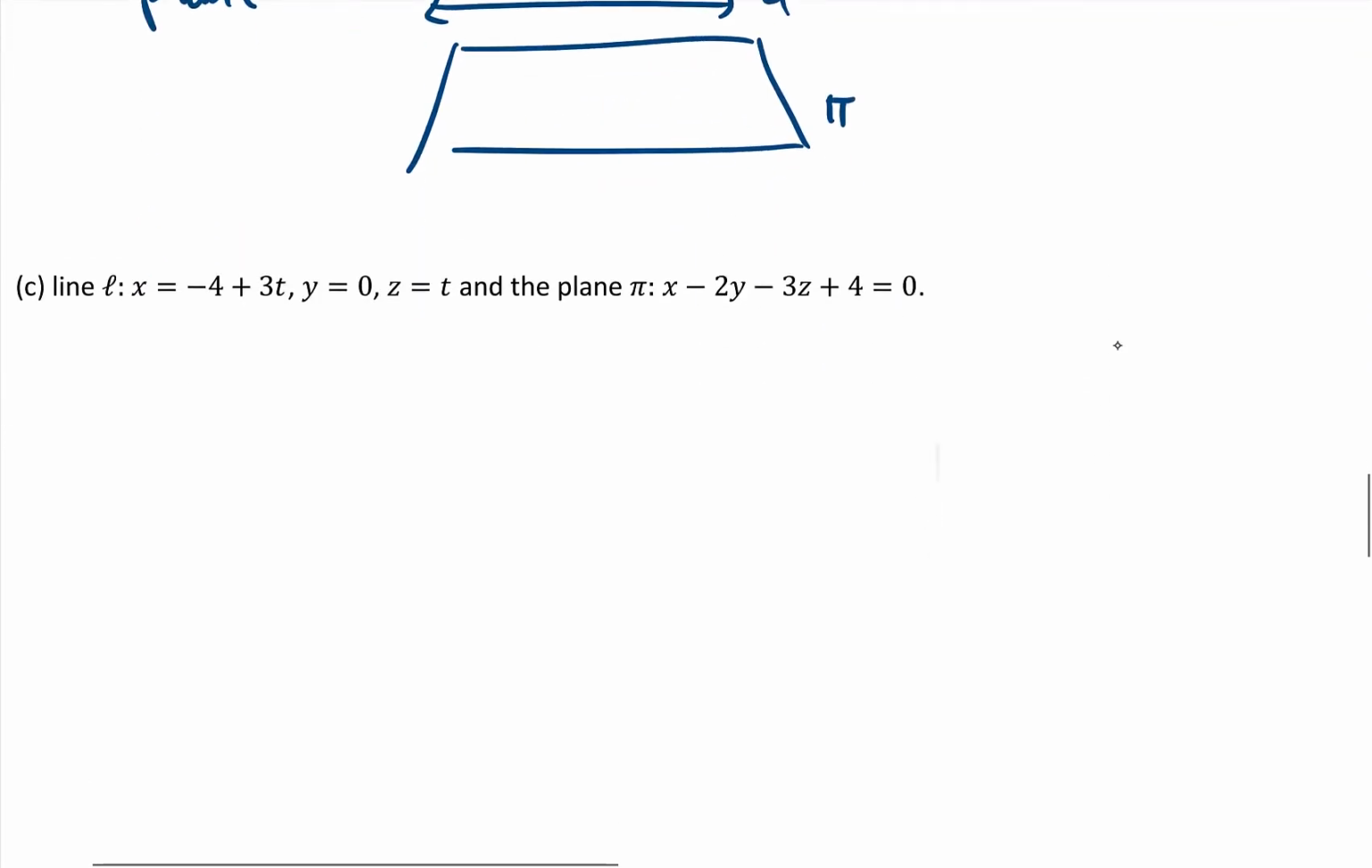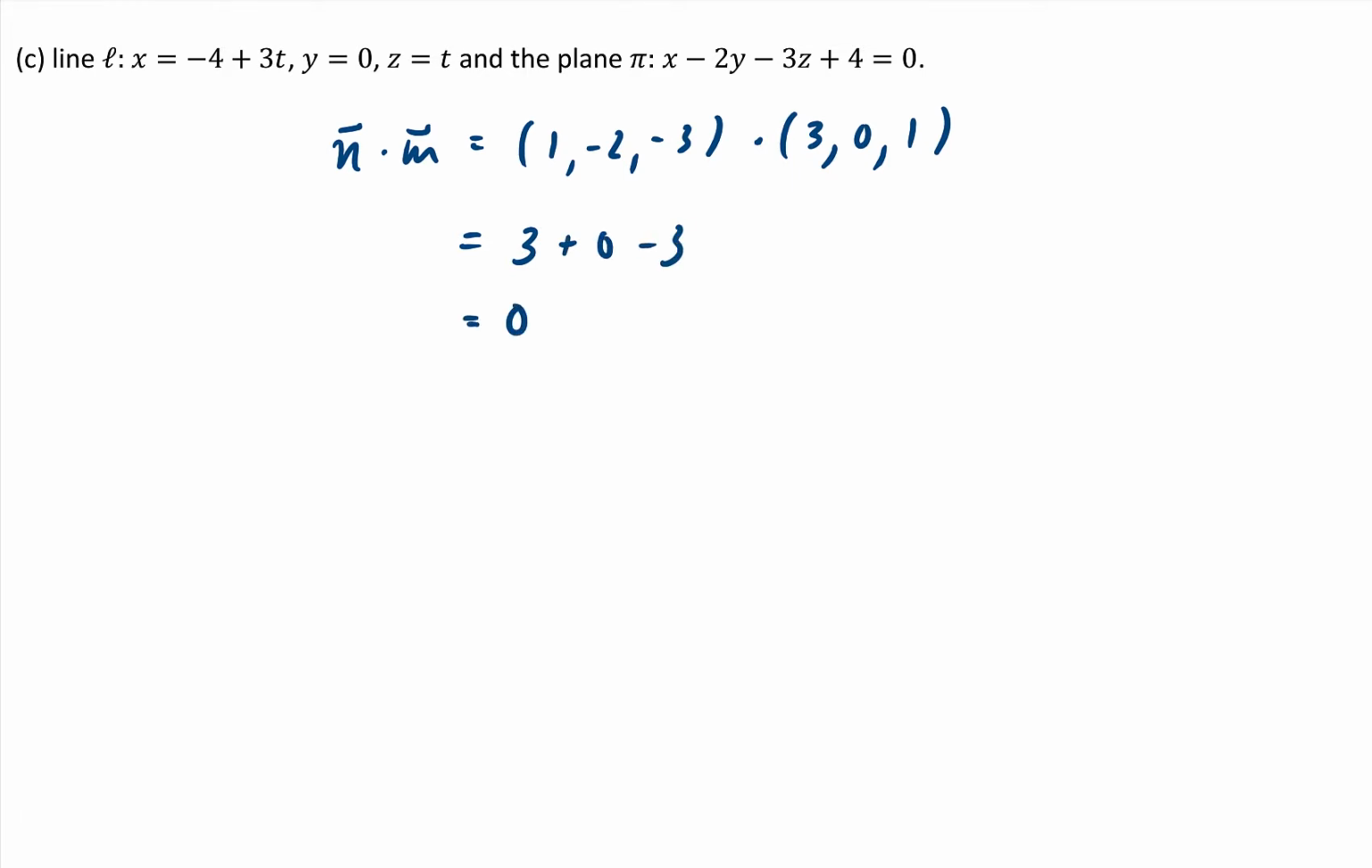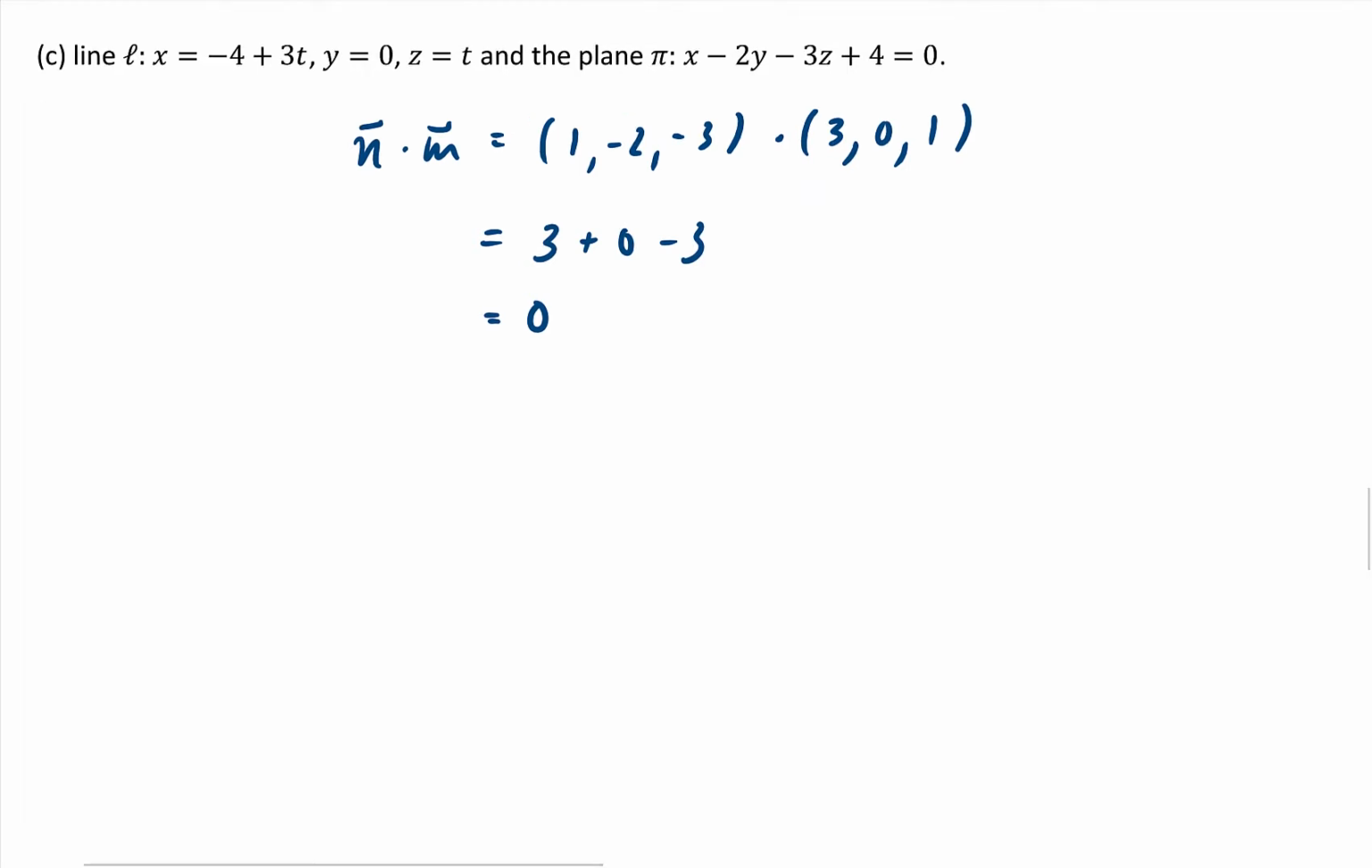And finally, part C. So let's do our check one more time. What does n dot m give us? So our normal is 1, negative 2, negative 3. And I'm going to dot that with 3, 0, and 1. So this gives me 3 plus 0 minus 3, which again gives us 0. So once again, this tells us that either the line is parallel to the plane or the line lies in the plane. So since n dot m equals 0, you can make your conclusion there, same as the one above.